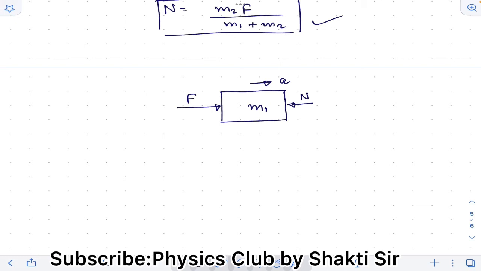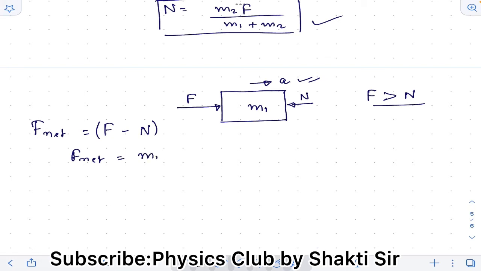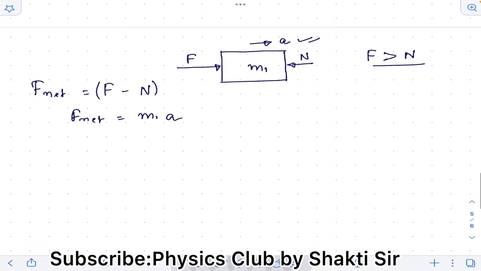As the acceleration is toward the right side, it means that F is greater than N, only then will the block move towards the right. So net force, from Newton's second law, can be F minus N. This is the net force, right? So net force is equal to mass multiplied by acceleration. So here net force is equal to F minus N. This is the net force on m1, and acceleration is F divided by m1 plus m2. From this we can calculate N. How can we calculate N?